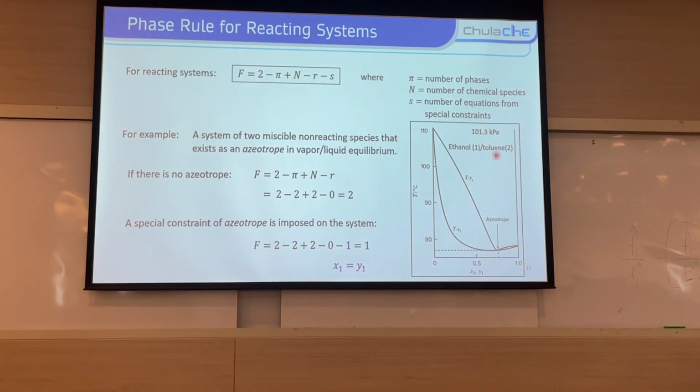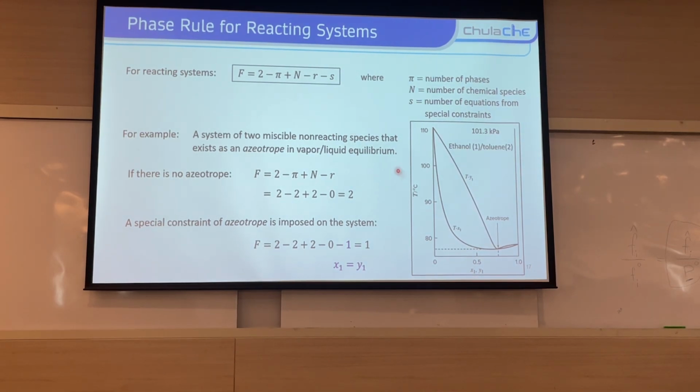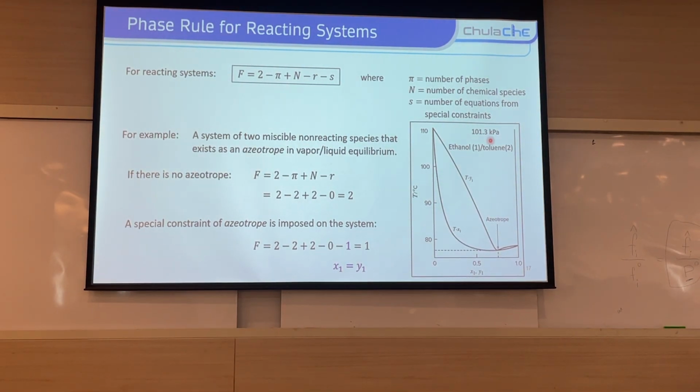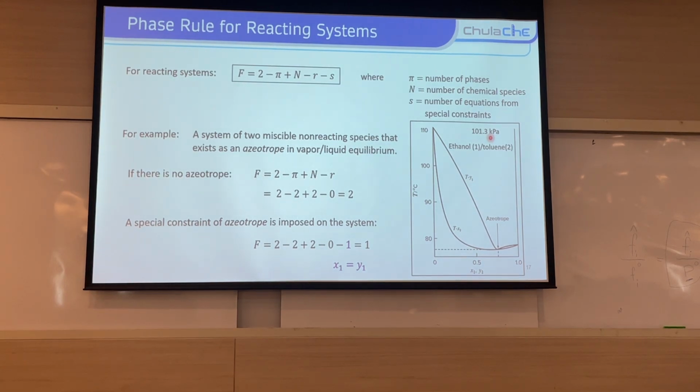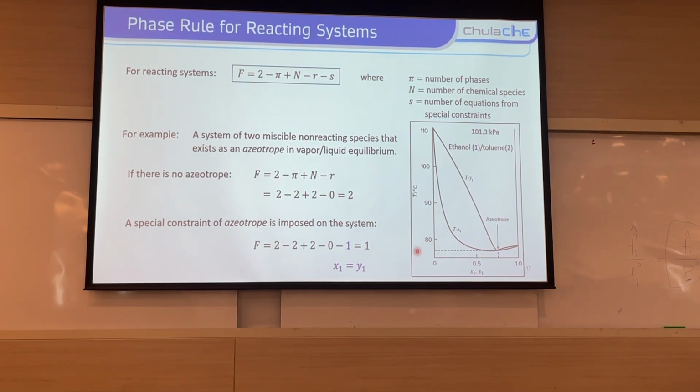For example, the azeotrope of two non-reacting species will be only at this temperature only. So maybe it's 75, for example. You can fix the system by fixing only one parameter, in this case the pressure. So if you fix the pressure, you can fix the temperature of the system. For example, when you have the special constraint with this CO2.